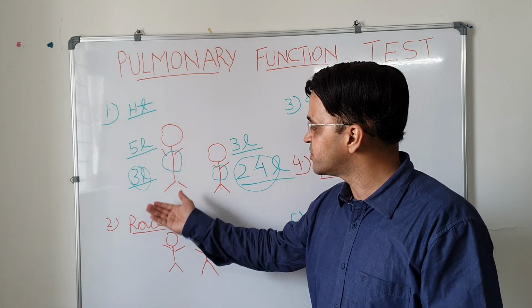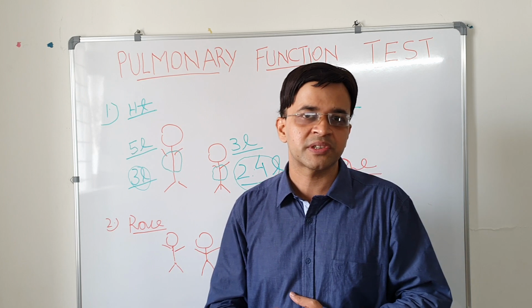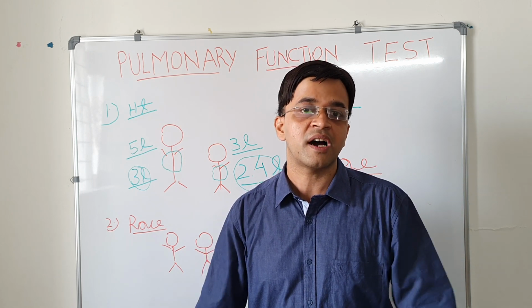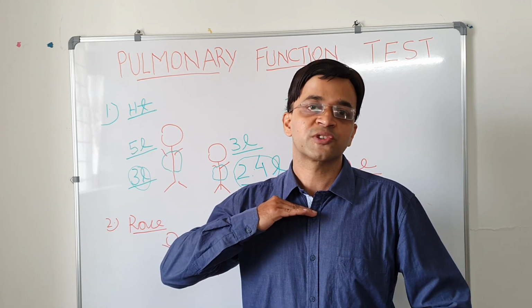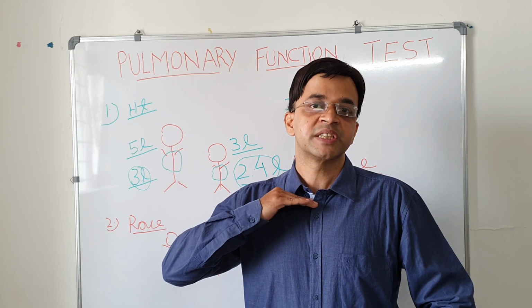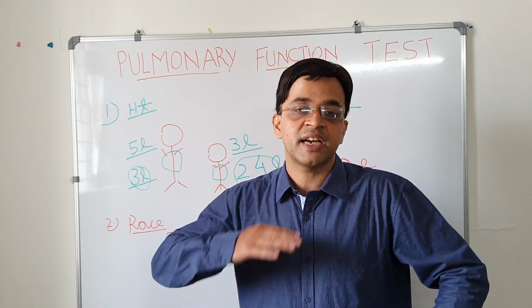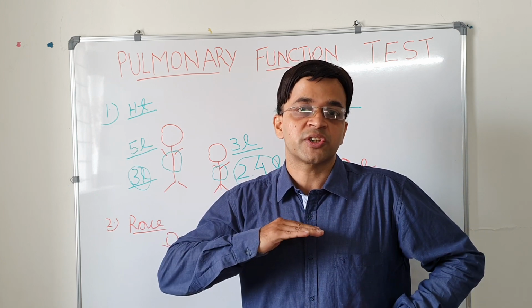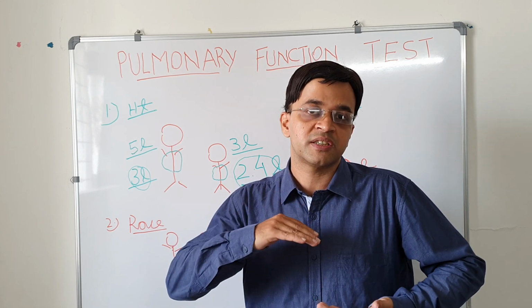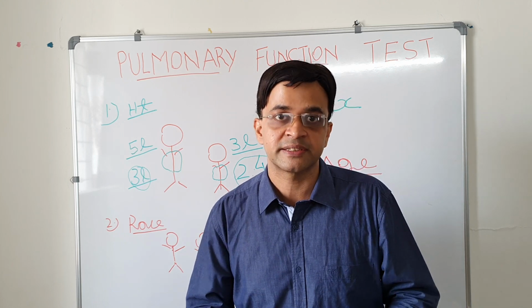And apart from that, race is also important. How does race alter these pulmonary function test values? Actually, race determines how long our limbs are, how long our torso is. So basically, in whites, the torso is bigger and limbs are shorter. In African Americans, the limbs are longer and the torso is shorter. So obviously, if the torso is shorter, your lungs will be smaller, and your pulmonary function test should be different, and that should be considered.